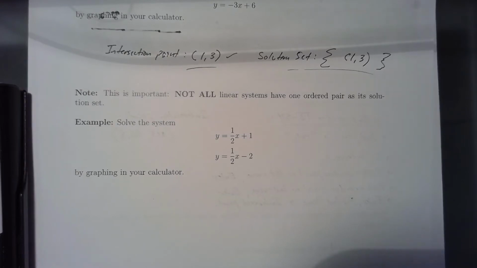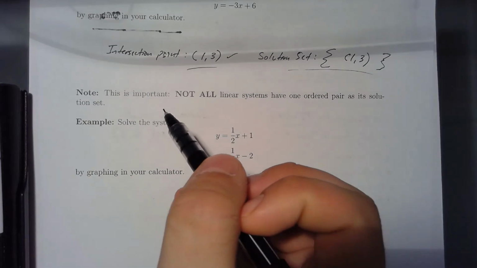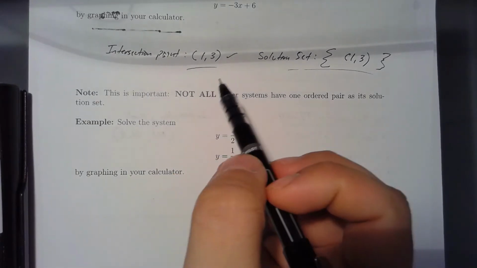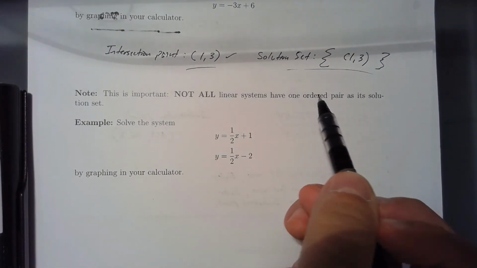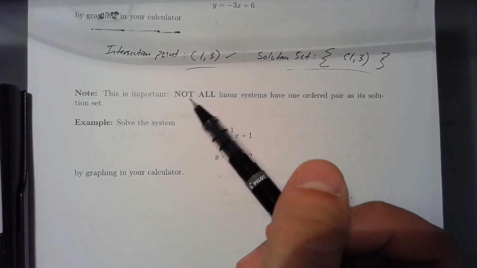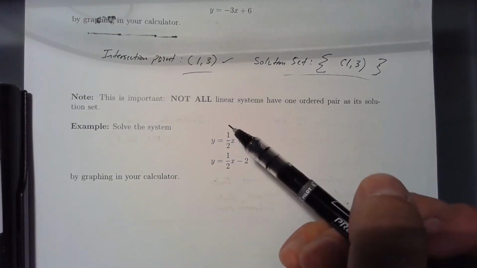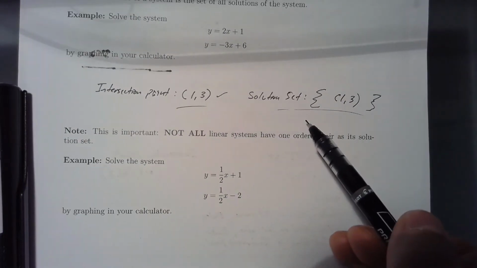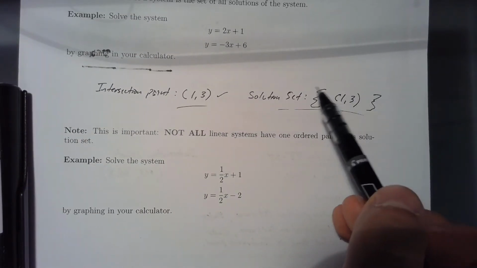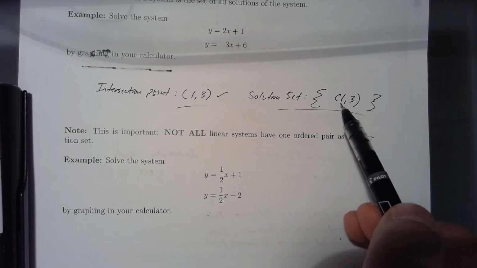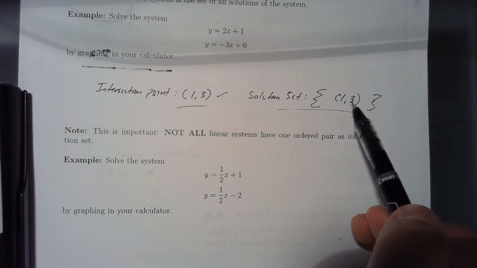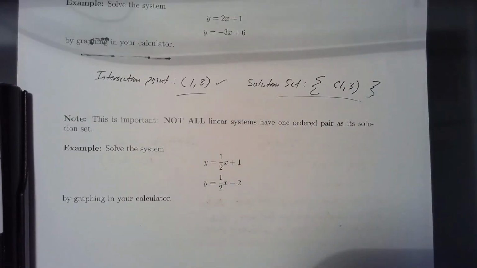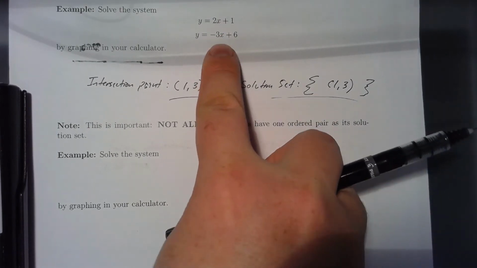I want to look at this note right here. Not all linear systems have one ordered pair as its solution set. Again, this had one solution. It had a single solution, 1, 3. That's the single solution. That means it satisfies both the first and second equation.